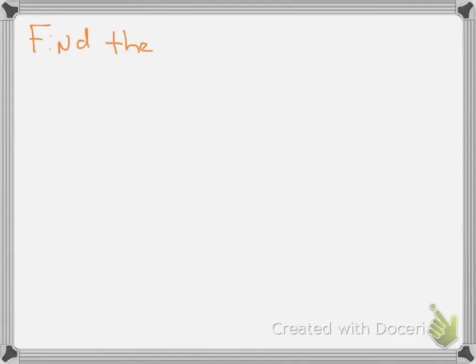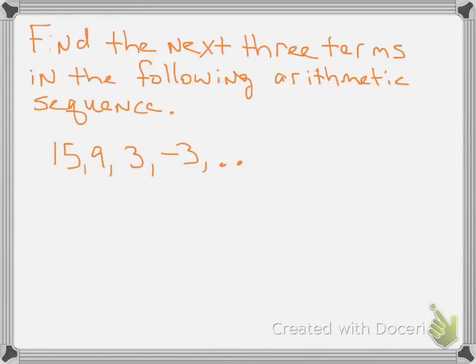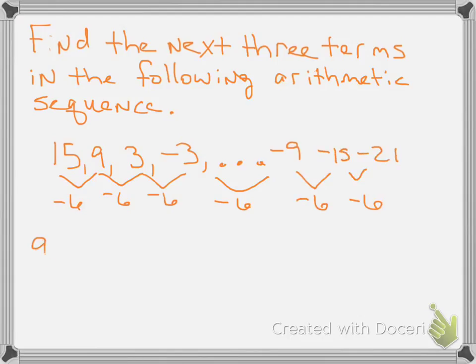Okay, so now we want to find the next terms of a sequence. Let's go through those examples. So here I'm saying this is an arithmetic sequence. Now find the next 3 terms. Well, here they're going down by 6. Notice it doesn't have to always go up. They can go down. So if I keep going down by 6, subtract 6, subtract 6, subtract 6, I'll get -9, then -15, and then -21.